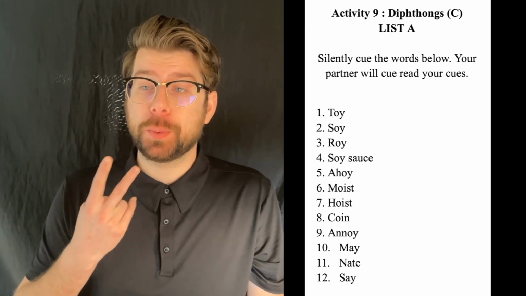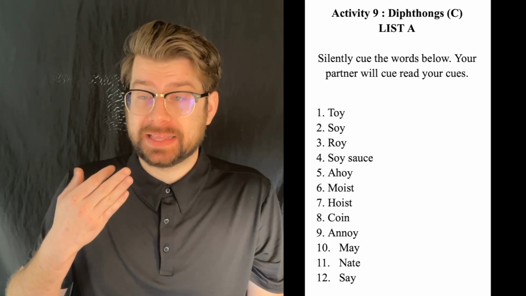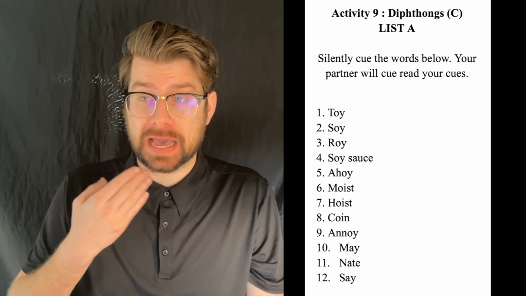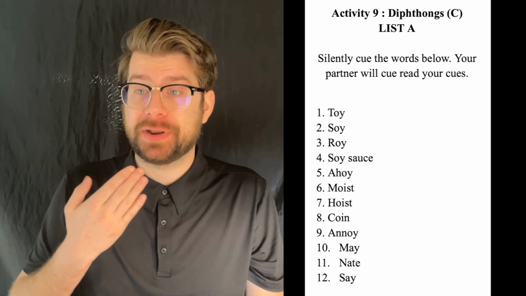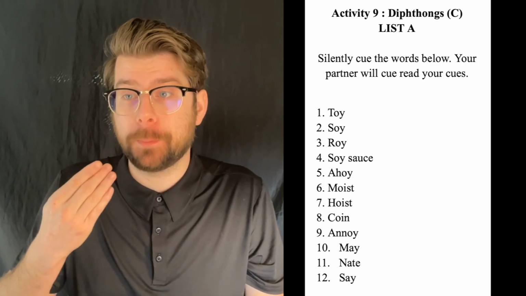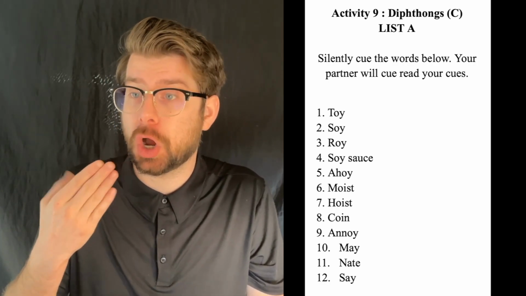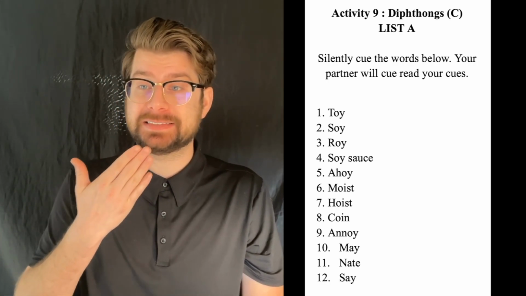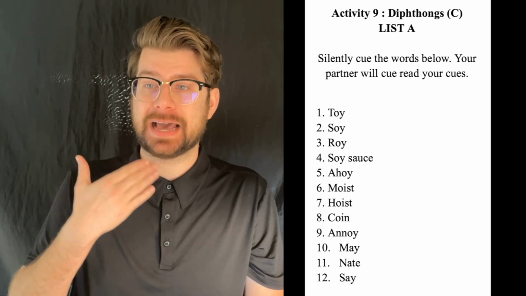So now I'm going to add one list from activity 9. You pause here and then I will show you how to cue them all. We just did them all, but I want you to do them on your own. So here is list A from activity 9.